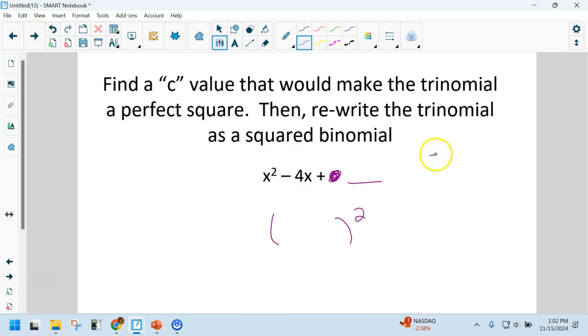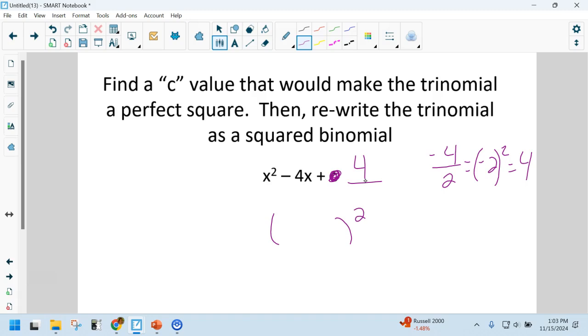So my b value is negative 4. I'm going to divide it in half. That's negative 2. But if I square a negative number, I get a positive number. So negative 2 squared is 4. That's the C value that they're talking about.